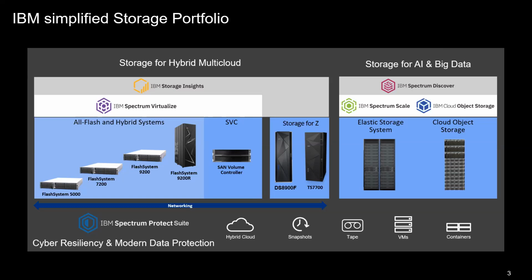On the storage for AI and big data, we will basically provide the highest performance solution, which comes along with IBM Spectrum Scale and IBM Cloud Object Storage. IBM Spectrum Discover can provide visibility and extensible metadata across all of this platform. IBM Spectrum Protect, inclusive of Spectrum Protect Plus, is the foundation for modern data protection nowadays.